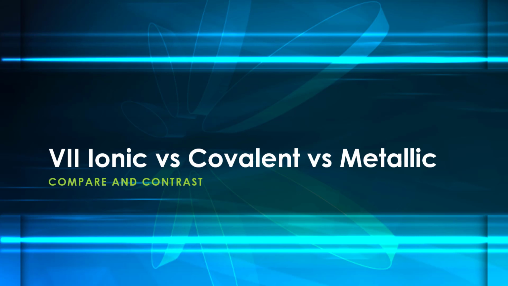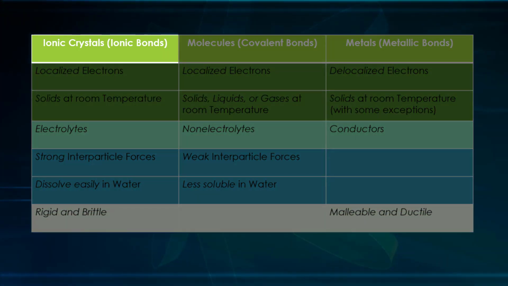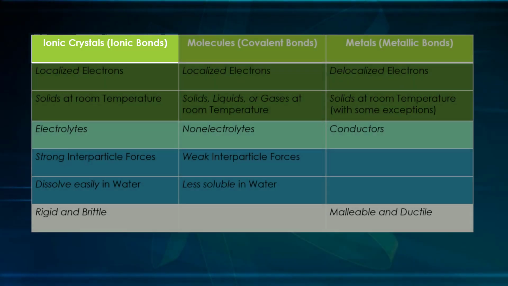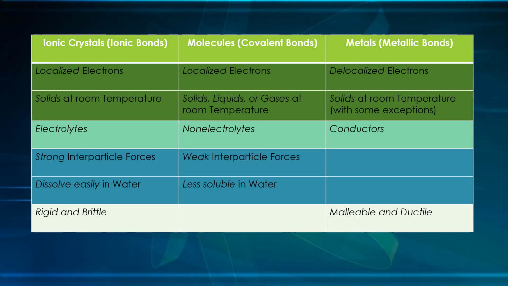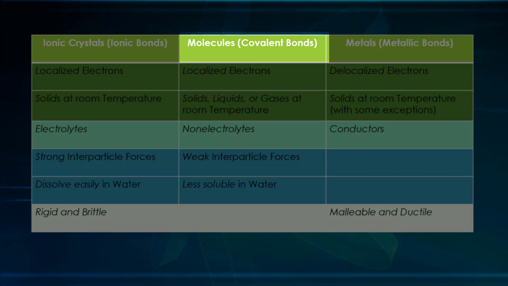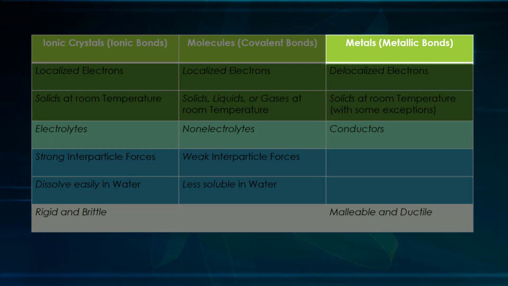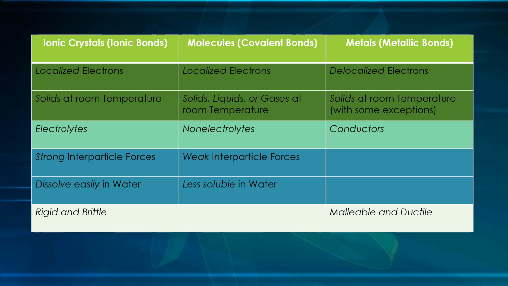Next, we're going to compare ionic, covalent, and metallic. The first column summarizes properties of ionic crystals, formula units that we've talked about in Chapter 7 that have ionic bonds. The second column emphasizes the properties of molecules. These are substances that we talked about in Chapter 6 that had covalent bonding. And the last column discusses metals, the metallic bonded items that were just discussed in this lesson.